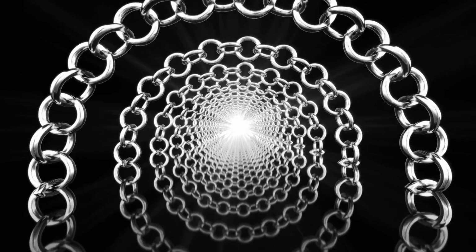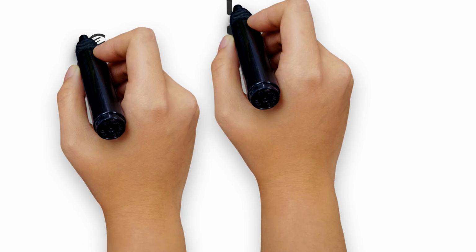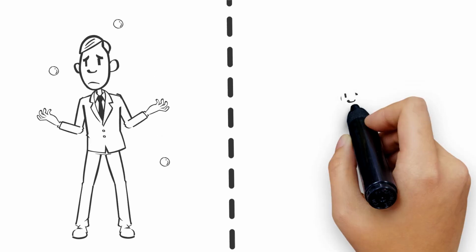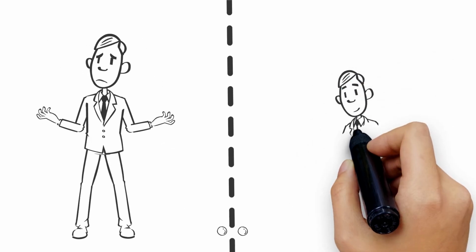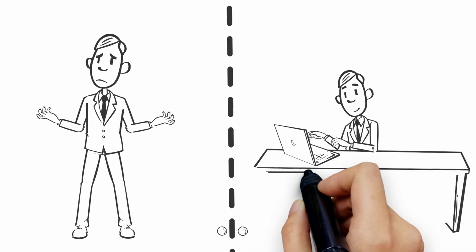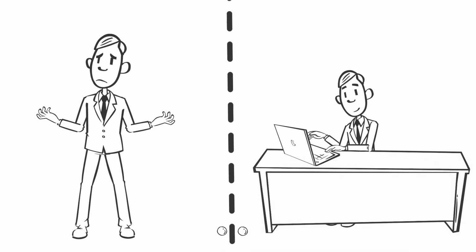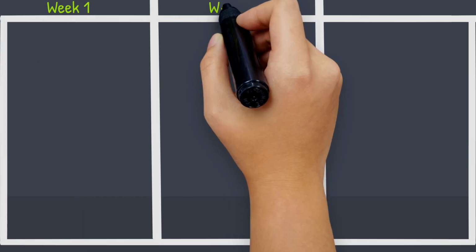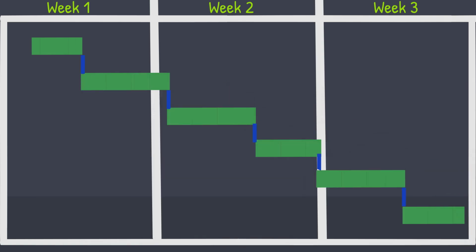Another key issue that critical chain solves is multitasking. Project managers often assign resources to multiple tasks, thinking they're being efficient. But multitasking leads to delays, and Leach warns that it can silently kill your project's progress. Leach's solution is simple: stop multitasking and focus on completing one task at a time. This keeps the project flowing smoothly and prevents delays from stacking up.